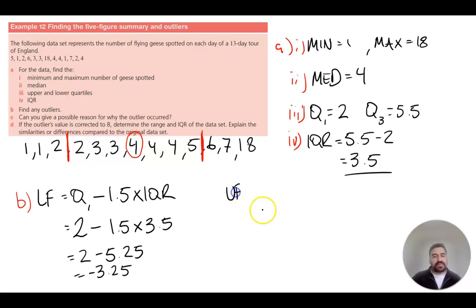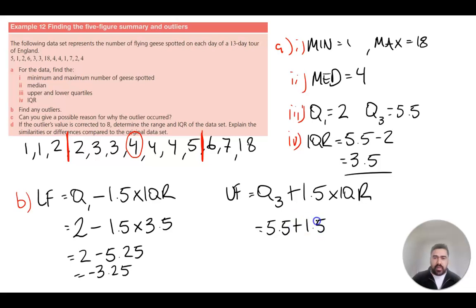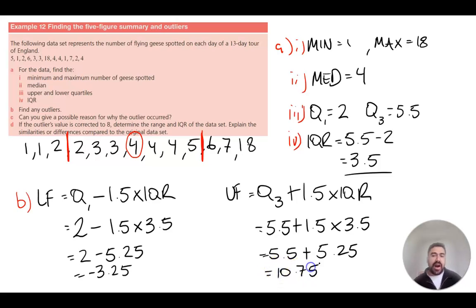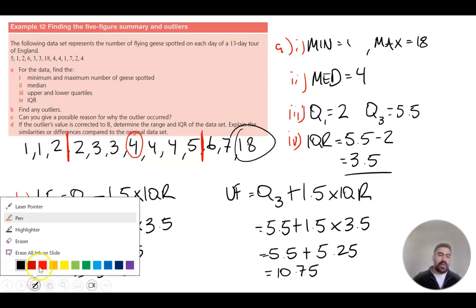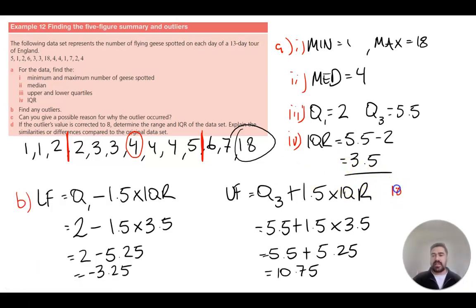But for the upper fence, we're going to get Q3 and add 1.5 lots of the IQR, just to determine if that 18 is considered a high number. So 5.5 is our Q3, and we're going to add 1.5 lots of 3.5. In other words, 5.5 plus 5.25, which gives us 10.75. Any numbers that are higher than the upper fence, so higher than 10.75, are considered an outlier. And lo and behold, 18 is an outlier. So we have found our outlier, and we have to specify 18 is the outlier.